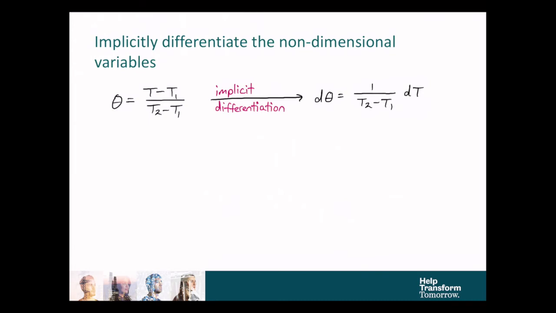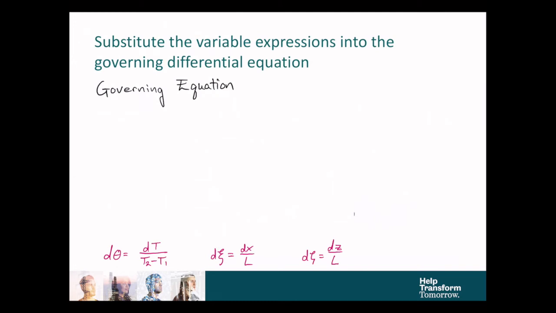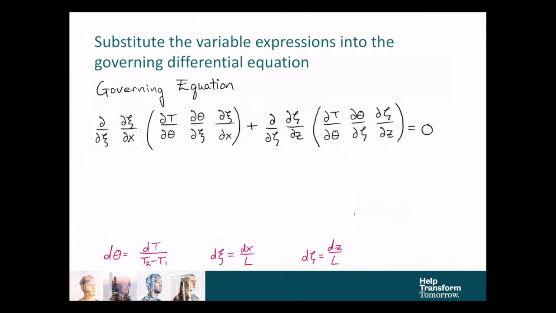So we do the same for x and xi, implicitly differentiating: dx equals 1 over L dx, and zeta, if we implicitly differentiate, d zeta equals 1 over L dz. So those are implicit definitions of the non-dimensional variables. I'm going to transfer them over to the next slide. They're there on the bottom of the slide. And now we'll come back to that governing equation, which we performed the coordinate transformation on.